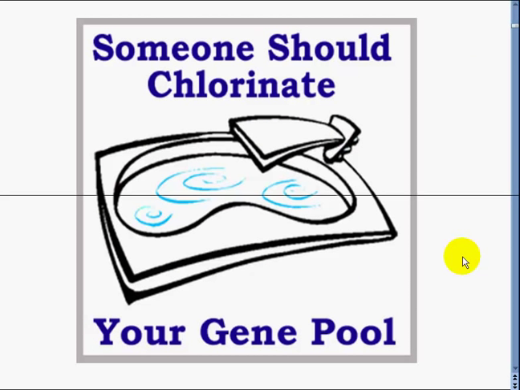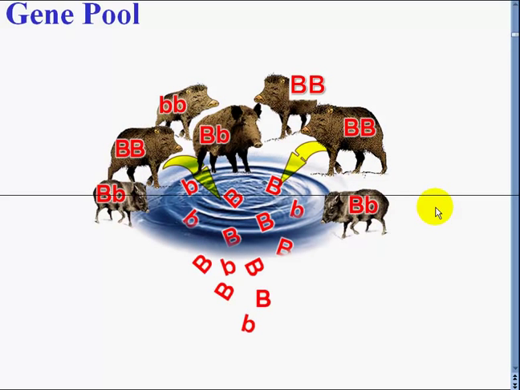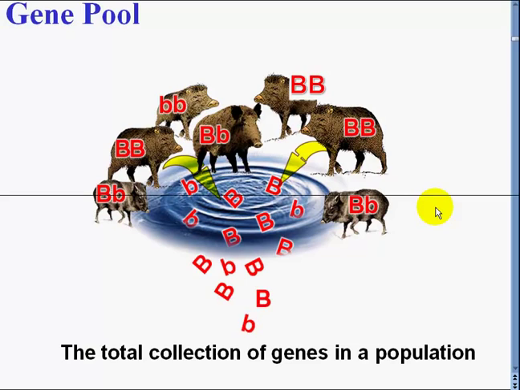First of all, what is a gene pool? Well, it's not a pool that you go swimming in. It's simply all the genes in a particular population pooled together. So in this population of animals, if we were to take all of the genes from each of the organisms, all of the genes for a particular trait, and group them together, we would get our gene pool.